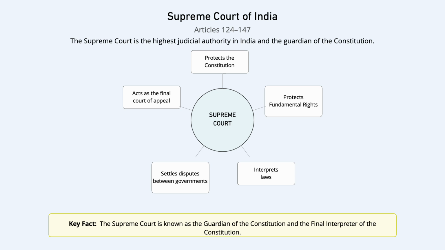Okay, and it settles disputes between state governments, for example the Assam government and the Nagaland government, so many disputes go to the Supreme Court, and it also interprets laws.